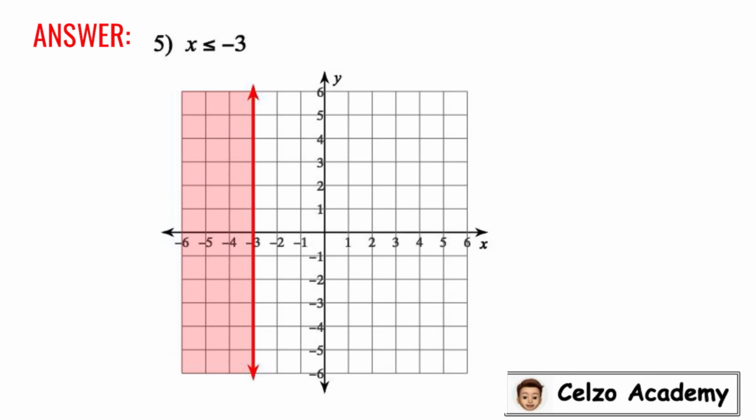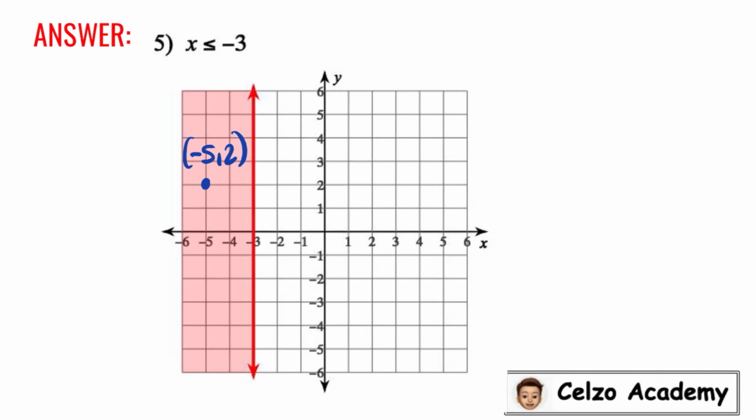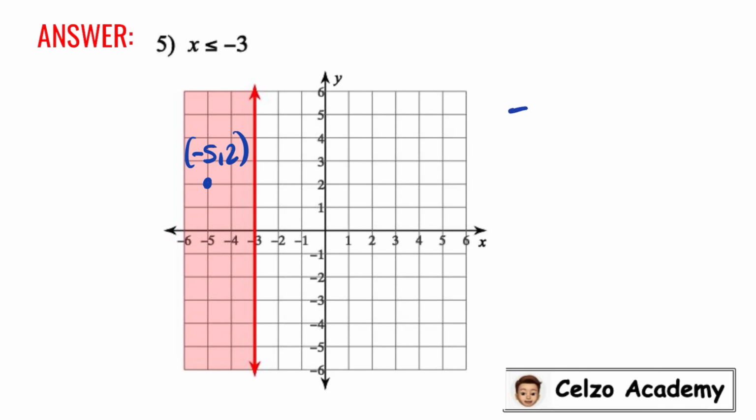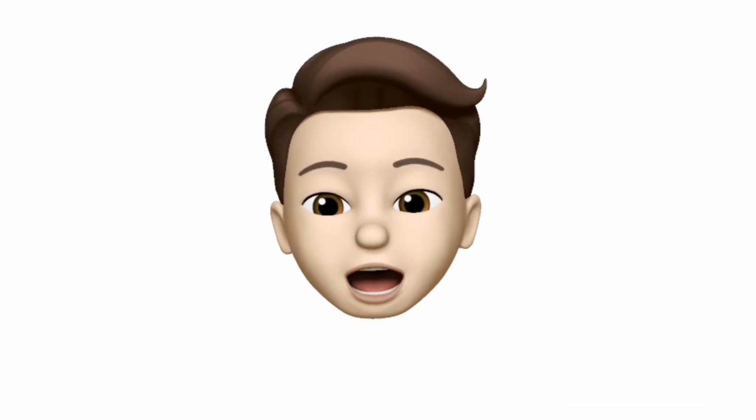Let's take this point (-5, 2). Using that point, the inequality says x is less than or equal to -3. So the x value is -5, and if we substitute -5, we have -5 less than or equal to -3. And yes, -5 is less than -3. So the solution set of question number 5 are anything on the left side of the line, including the points on the line.